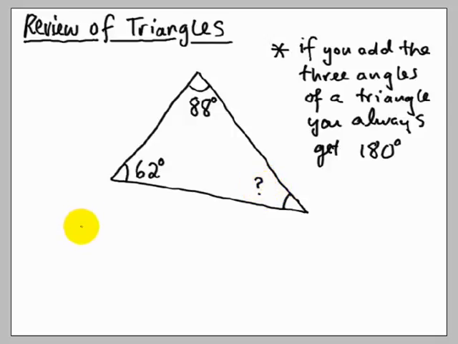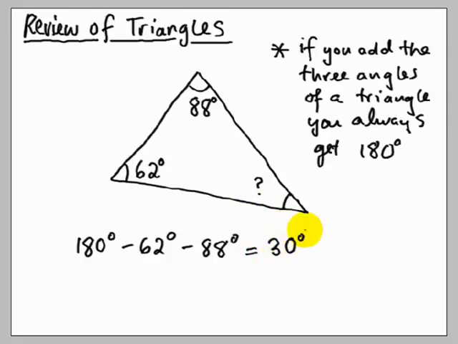Well, we can just find this angle like this. We go 180, subtract 62, subtract 88. And what is that? I think it's 30 degrees, right? I'm just going to verify that on the calculator. I should be able to do it in my head, but it's 30 degrees.